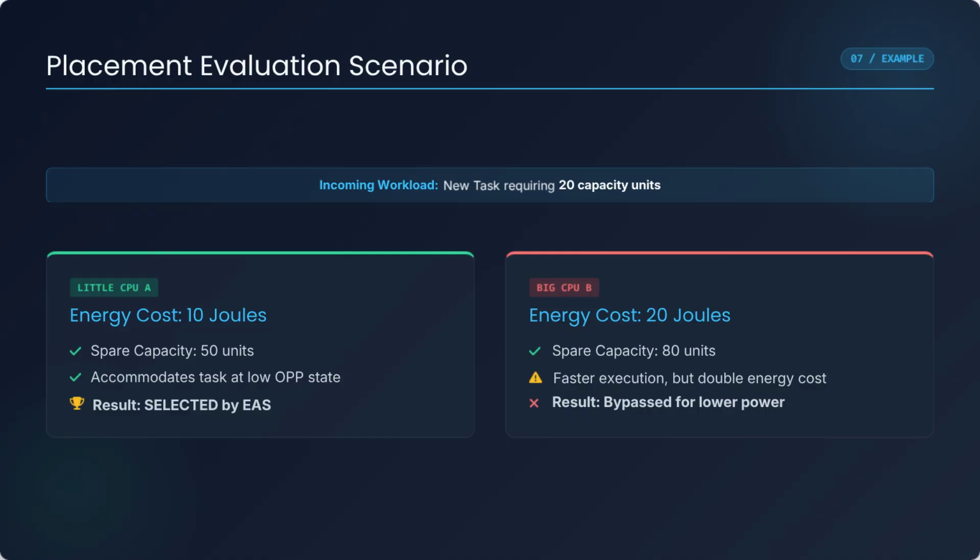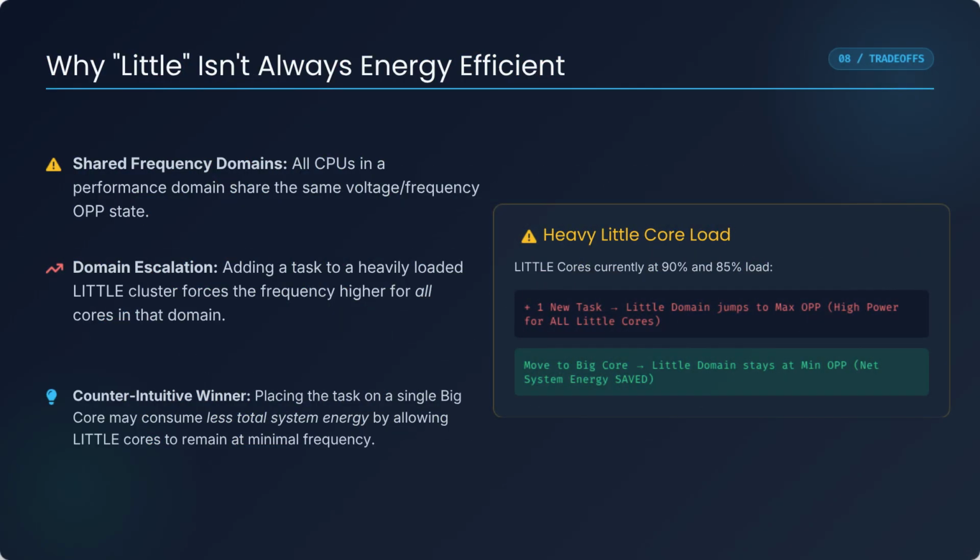A new task requires 20 units of capacity. Little CPU A has 50 units spare, and running the task there costs an estimated 10 joules while staying at a low performance state. Big CPU B has 80 units spare and would run the task faster but cost 20 joules, double the energy. EAS selects little CPU A. More spare capacity on the big core didn't decide the outcome. Lower total energy did.